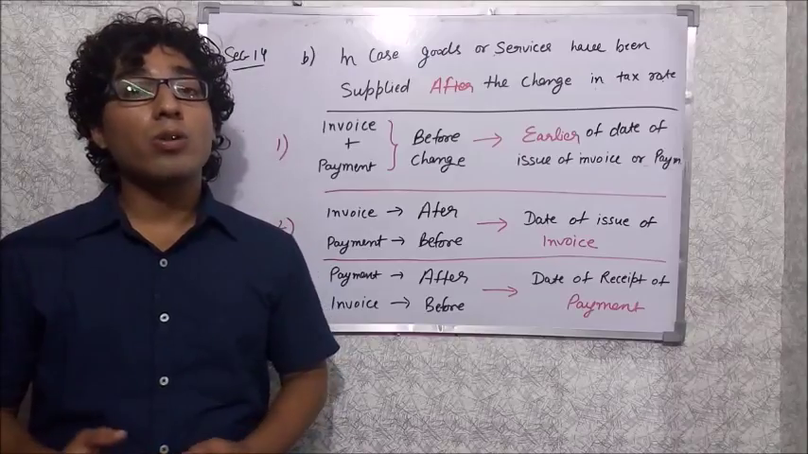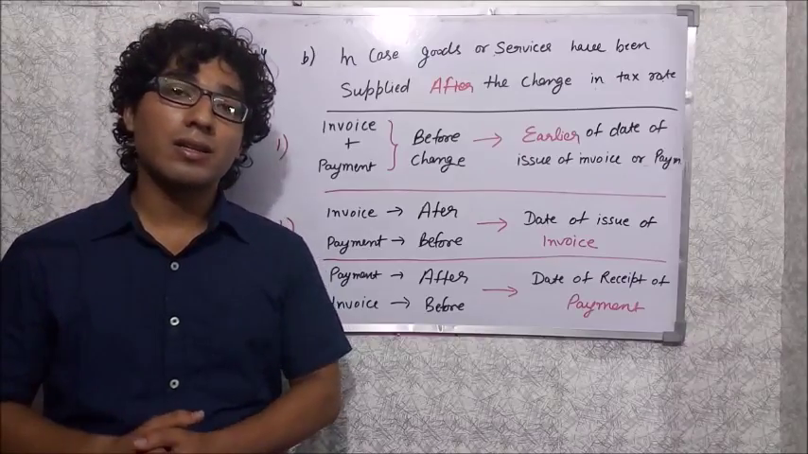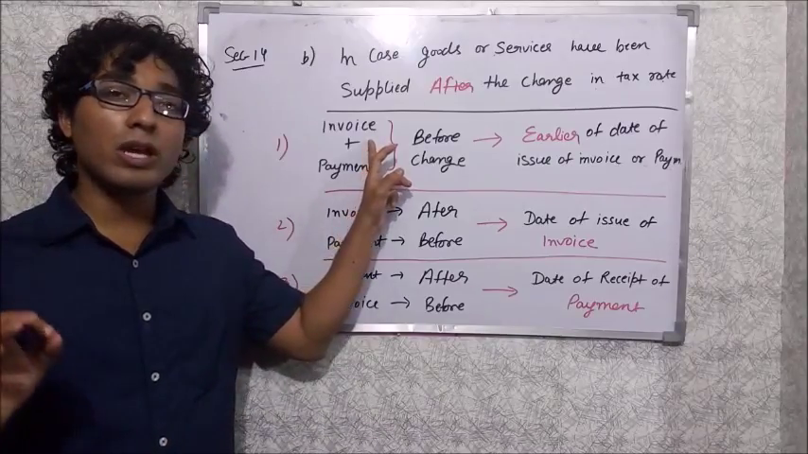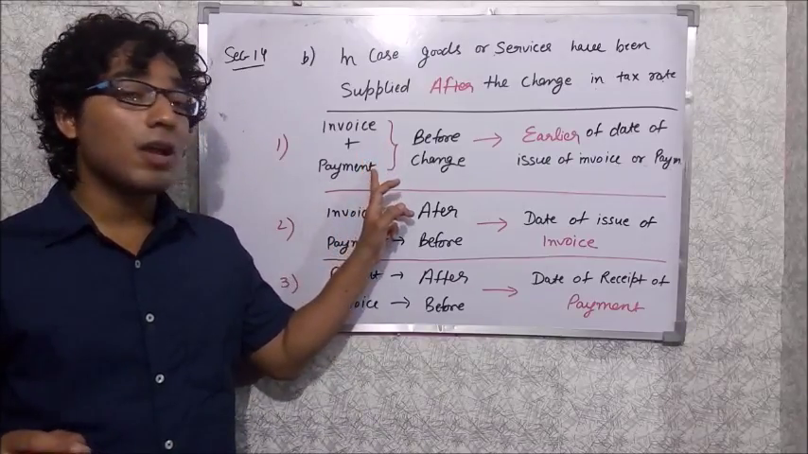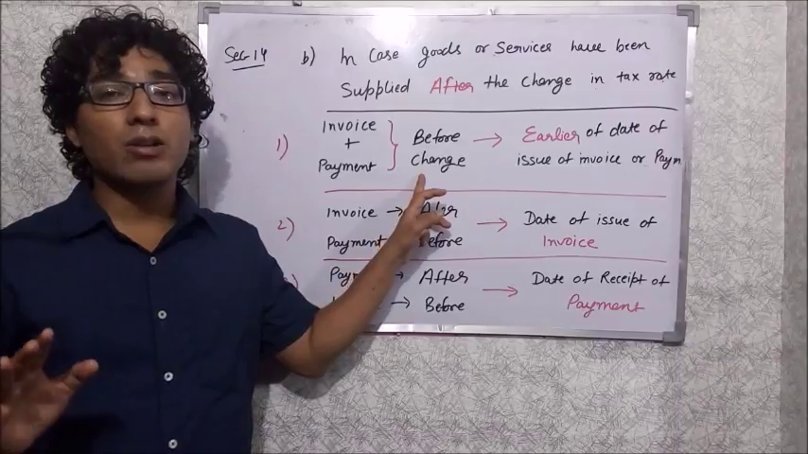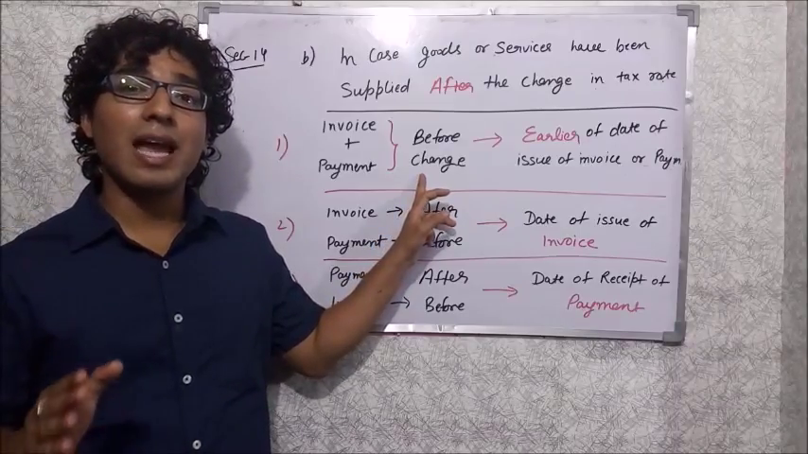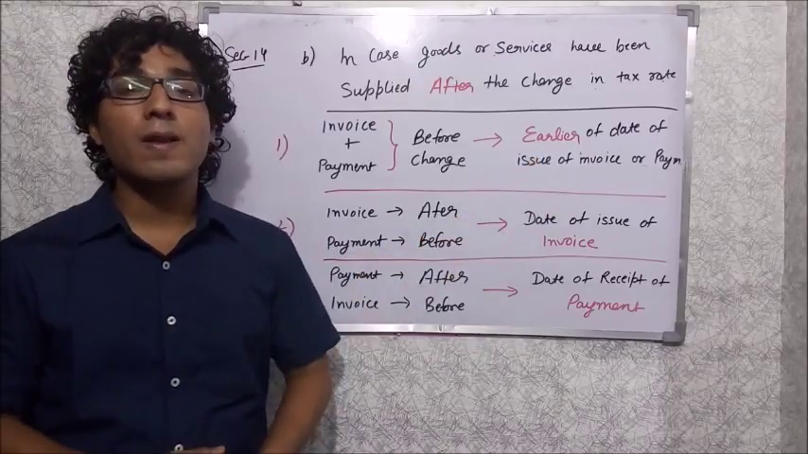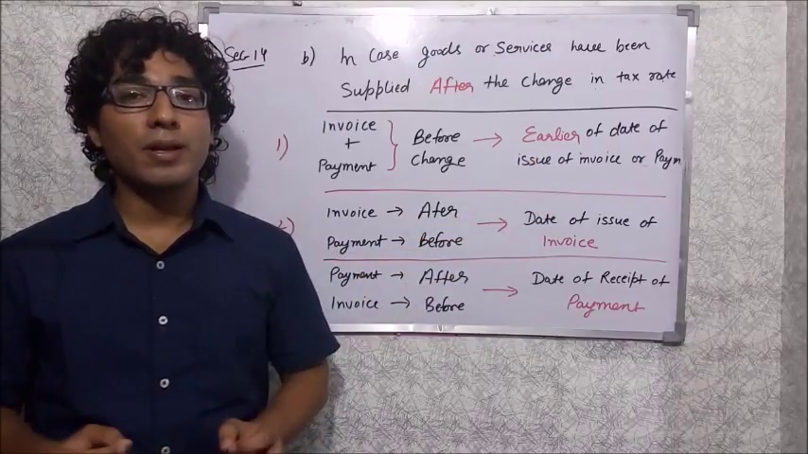So there are also three subsections under this section. The first subsection is where you issue the invoice and you receive the payment before the change in the rate of tax. In this situation, the time of supply of goods or services will be the earlier of the date of issue of invoice and the date of receiving the payment.